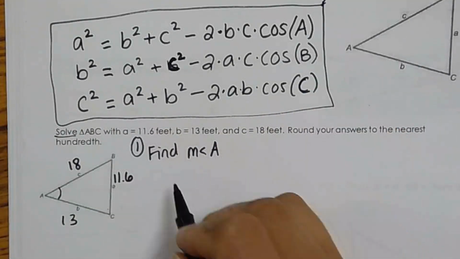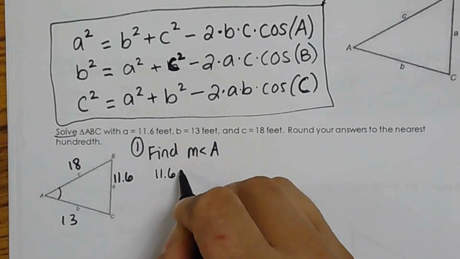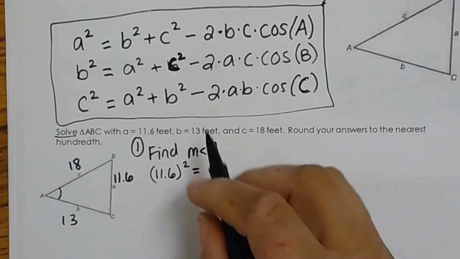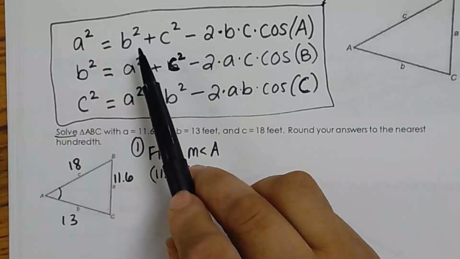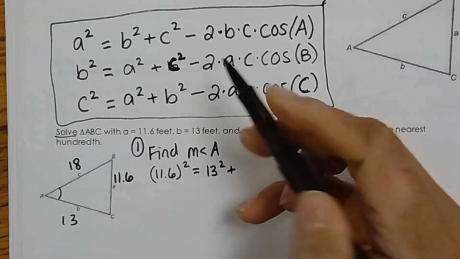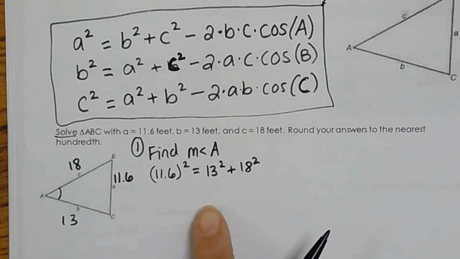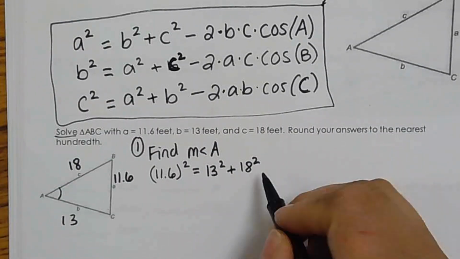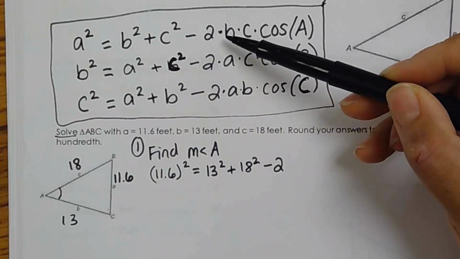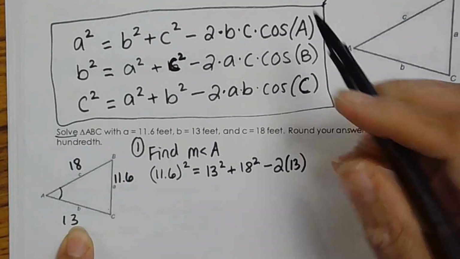So to find the measure of angle A, we're going to start with 11.6 squared, because that's a squared, equals, then I'm just following the next thing. It says b squared, so that's 13 squared. Then the next thing says c squared, that's 18 squared. Okay, so 13 squared and 18 squared. Then there's a minus sign and a 2. And again, I'm just following the order here. b, again, was 13. And c was 18.